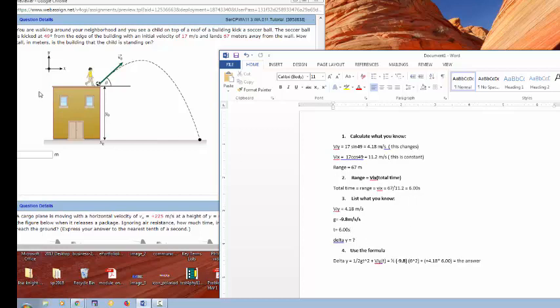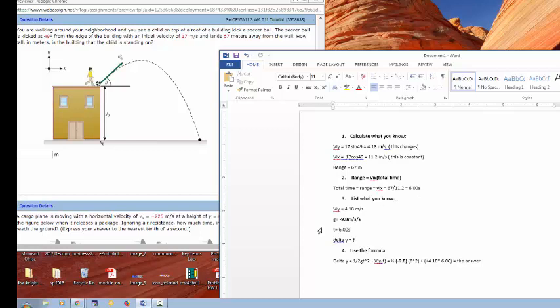So we know that it travels 67 meters forward, and we know that it's traveling at 11.2 meters per second. That means that I can use the range formula, which is Vx times total time equals range. 67 equals Vx, which is 11.2, times time. If I rearrange that, I get somewhere around 6.0 seconds.